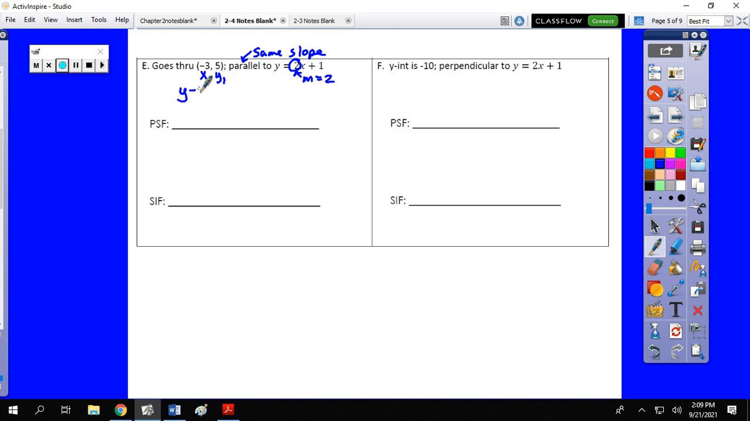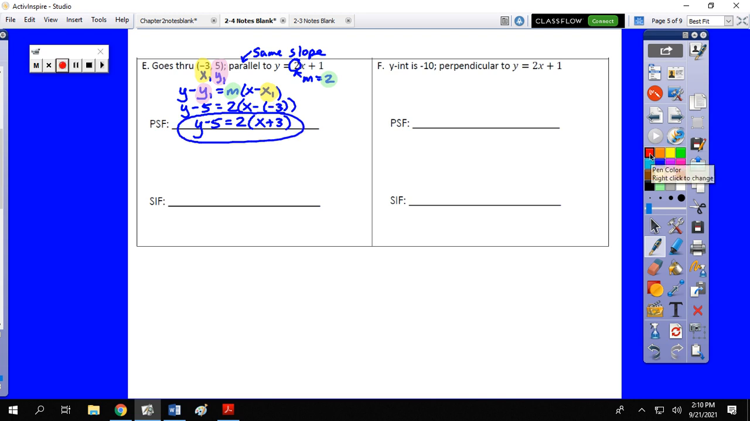We go to y minus y1 equals m times x minus x1. And again, we do exactly the same thing we've been doing. We plug the 2 in for the slope. We plug the negative 3 in for the x1. And we plug the 5 in for the y1. So we have there y minus 5 equals 2 times x minus negative 3, or y minus 5 equals 2 times the quantity x plus 3.